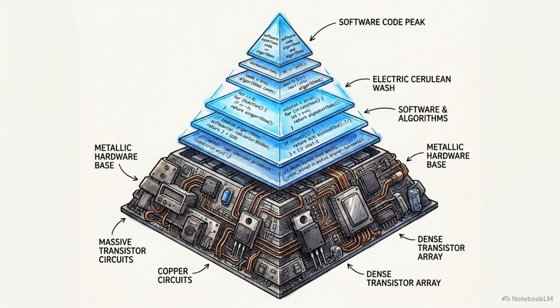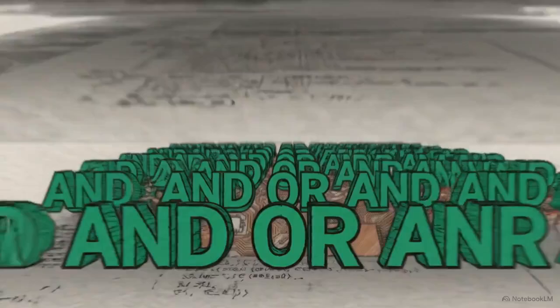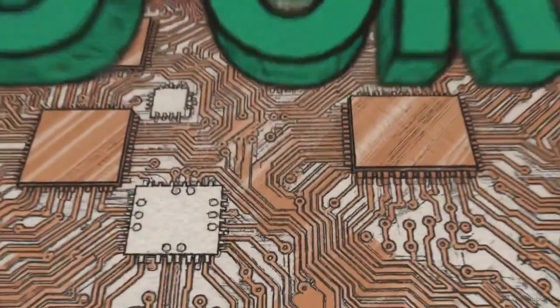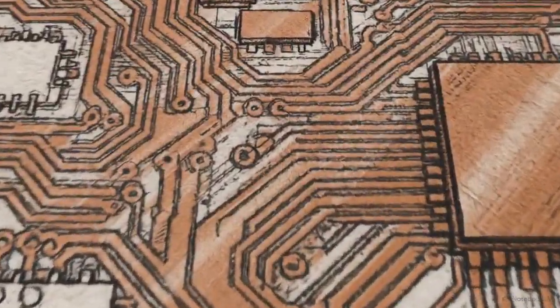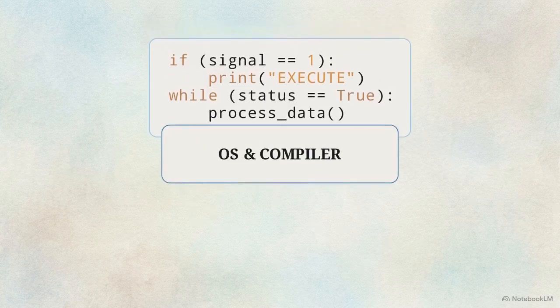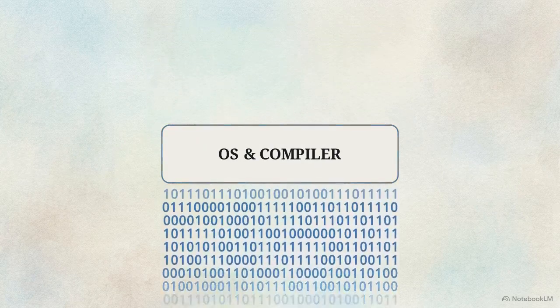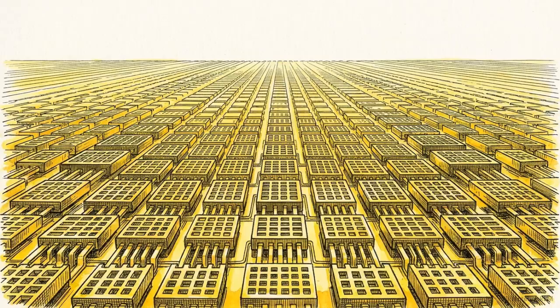When you sit at a modern device, striking a single key on your keyboard initiates a physical cascade down the entire stack. Your high-level code flows through the operating system, transforms into binary instructions, and ultimately fires billions of physical, microscopic switches in perfect synchronization.